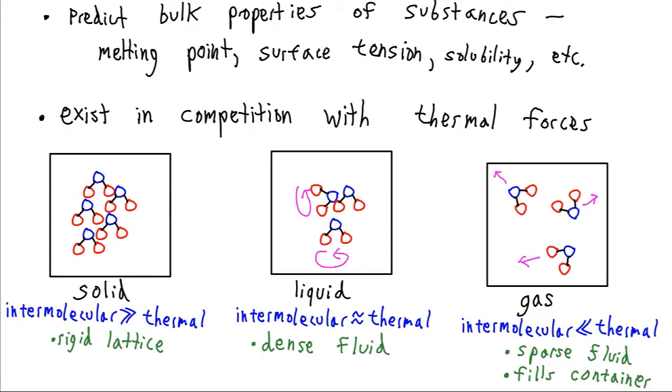We could have the case where the intermolecular forces are about equal to the thermal forces. So now there's not enough thermal energy to actually separate the molecules and pull them apart. But there is enough energy to give them some freedom of motion so that they can move around adjacent to each other.